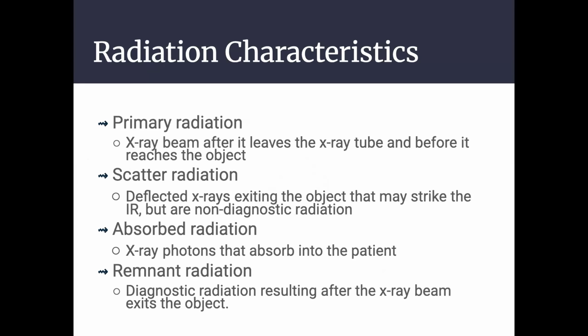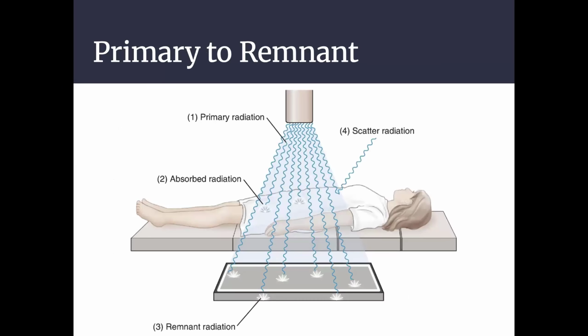So there are certain radiation characteristics you need to understand. The first one is primary radiation. This is the X-ray beam after it leaves the tube and before it reaches the object. This is referred to as primary radiation. If we look at this image, number 1 up here at the top represents the X-ray tube, okay? And these wavy lines represent the useful X-ray beam. So when the beam leaves the tube, we refer to it as primary radiation before it hits the object, the object being the patient, okay?